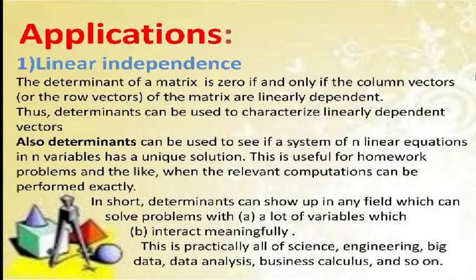The determinant of a matrix is 0 only if the column vectors or the row vectors of the matrix are linearly dependent. Thus, determinants can be used to categorize linearly dependent vectors. Also, determinants can be used to see if a system of n linear equations in n variables has a unique solution. This is useful for homework problems and similar ones, when the relevant computations can be performed exactly.